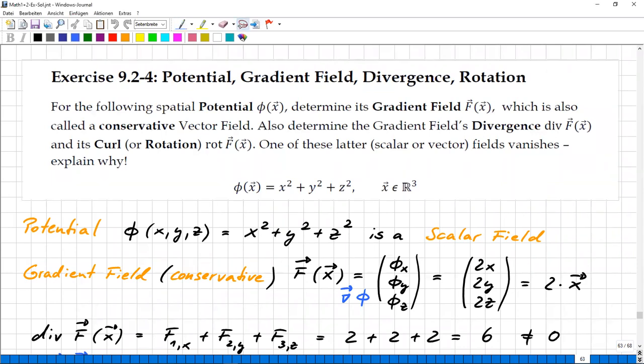We could also say this scalar function called potential is sort of the primitive of the corresponding gradient field. You could also say the gradient field is the derivative, let's say the three-dimensional derivative, of this potential. So this is, as always in calculus, a one-to-one relation of the sort derivative, antiderivative, but in a special sense.